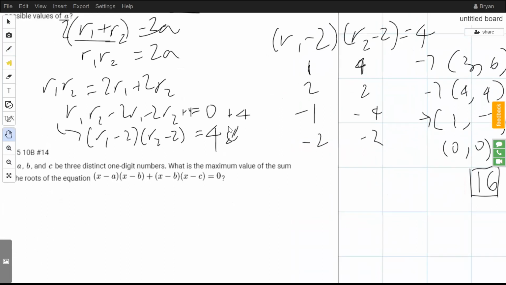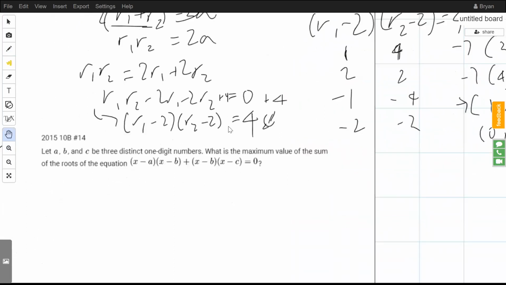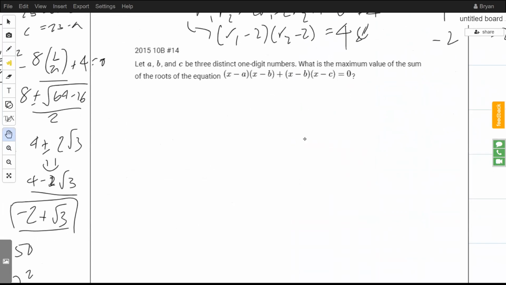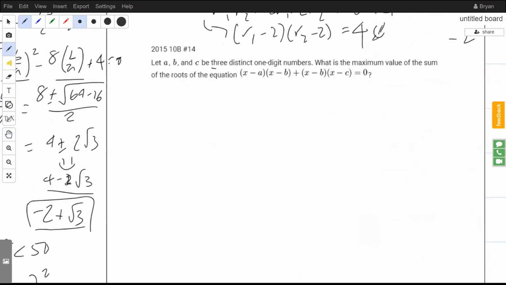Okay, so we have another problem. This one is actually really simple. Let A, B, C be 3 distinct one-digit numbers. So again, we know that A, B, C are distinct, positive, and they're digits. So lots of information. And what is the maximum value of the sum of the roots?